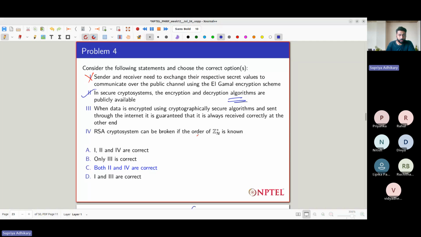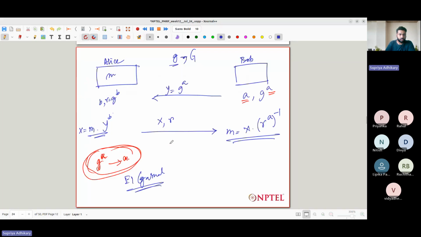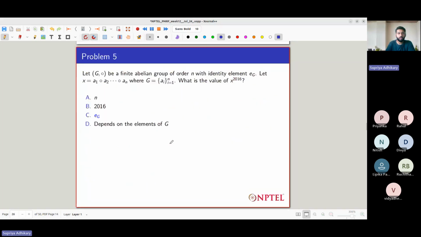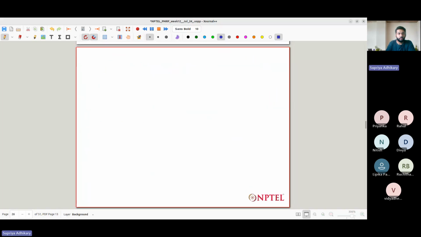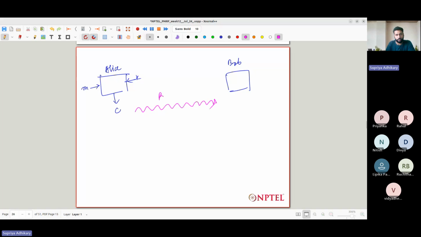So anyway, the third statement is that when the data is encrypted using a cryptographically secure algorithm and sent through the internet, it is guaranteed that it is always received correctly at the other end. So this is also not true. Why? Because we have Alice and Bob. Now Alice is trying to encrypt some message, maybe with some key, and it gets the ciphertext. Now this ciphertext is actually sent to Bob through some public channel.